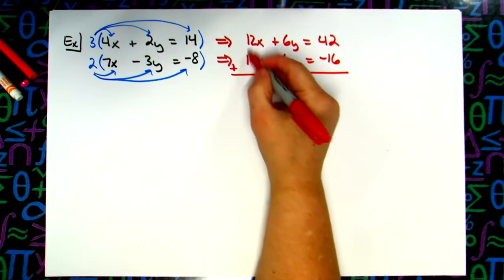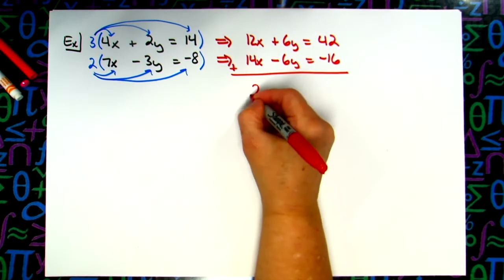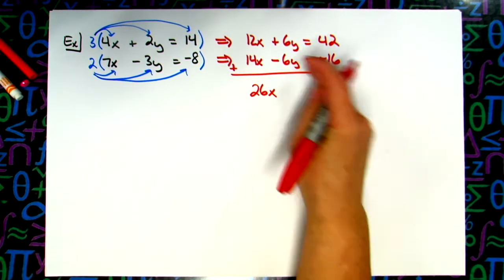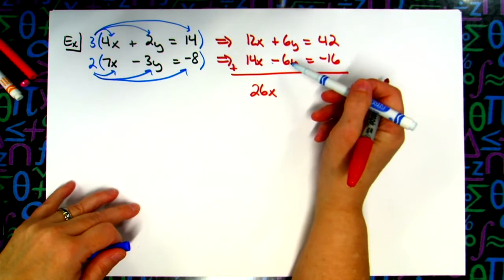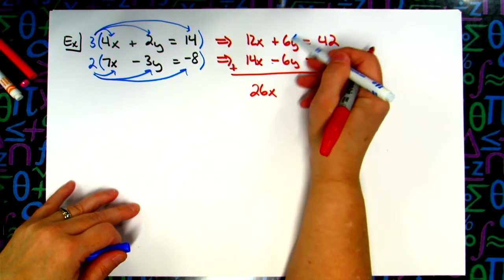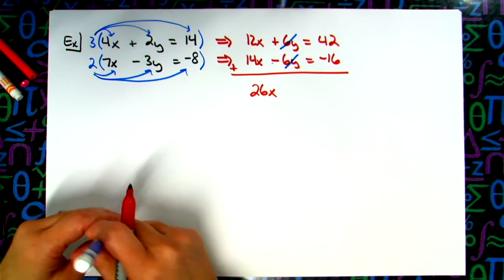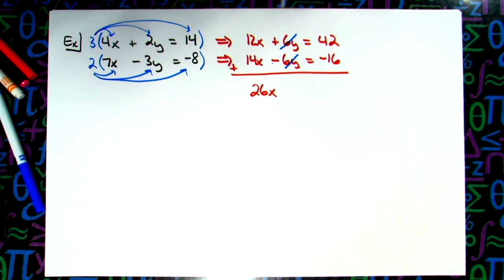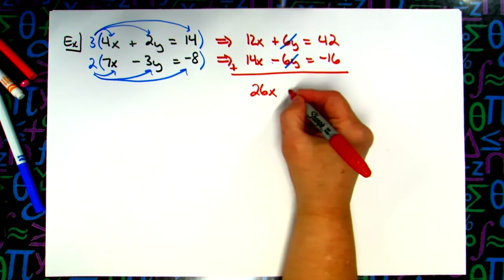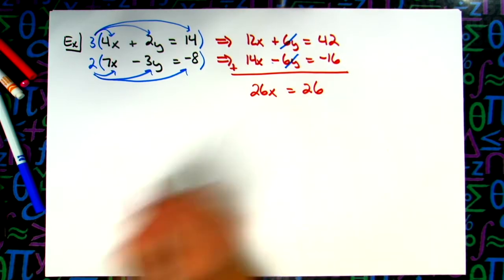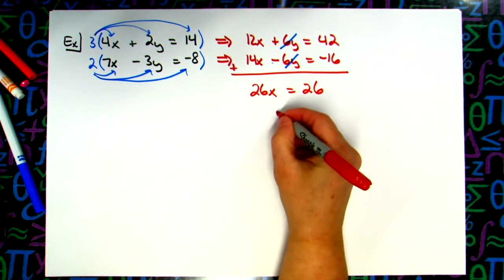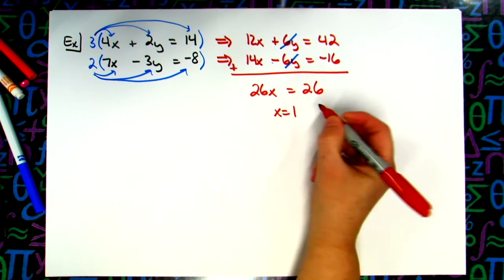12x and 14x is going to be 26x. The 6y and -6y in the middle is going to fall out. There's my elimination. Again, so you don't make any silly mistakes, do that 42 minus the 16 on a calculator. It's going to be 26. Then divide both sides by 26, and x equals 1.